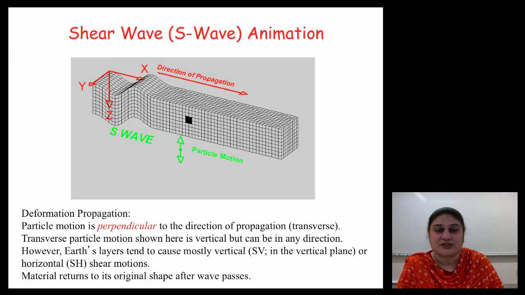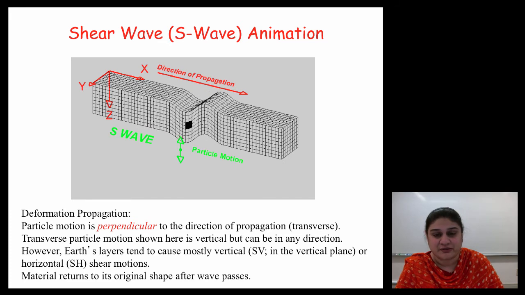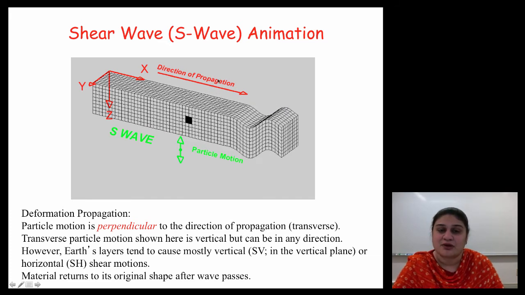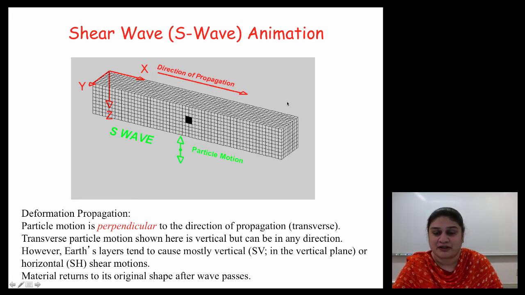The S wave is also called a shear wave or secondary wave. In this case, the direction of propagation of the wave is along the same direction. However, the motion of the particles is up and down. This is the wave that actually causes all the destruction as it goes through.